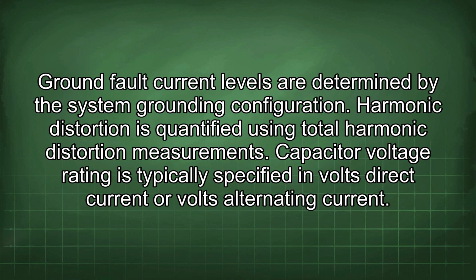Ground fault current levels are determined by the system grounding configuration. Harmonic distortion is quantified using total harmonic distortion measurements. Capacitive voltage rating is typically specified in volts direct current or volts alternating current.